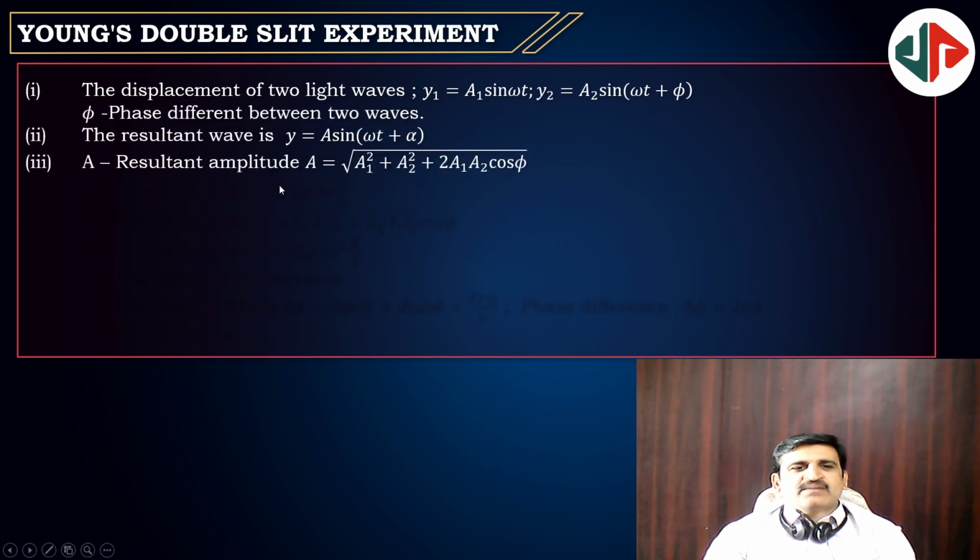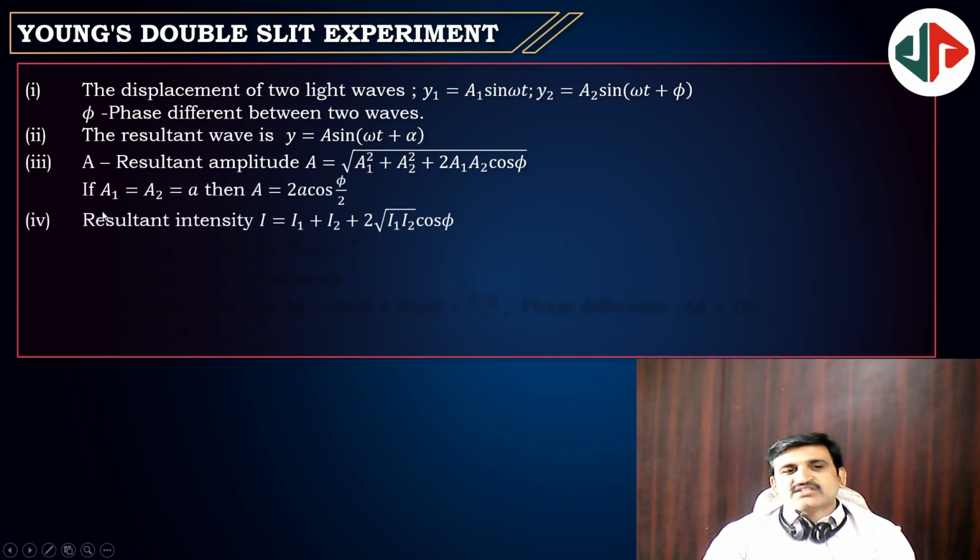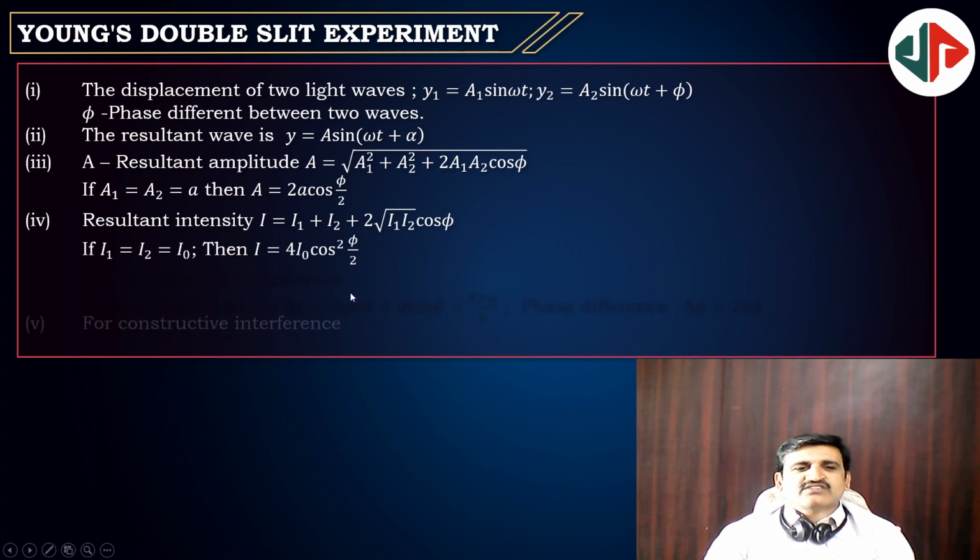A resultant amplitude A equal to root over A1 square plus A2 square plus 2 A1 A2 cos phi, whenever two waves are superimposed at a phase phi with amplitudes A1, A2. With equal amplitudes, the resultant amplitude is 2a cos phi by 2, and its square is proportional to the resultant intensity. This is the resultant intensity formula: I1 plus I2 plus 2 root I1 I2 cos phi, and I is equal to 4 I naught cos square phi by 2.